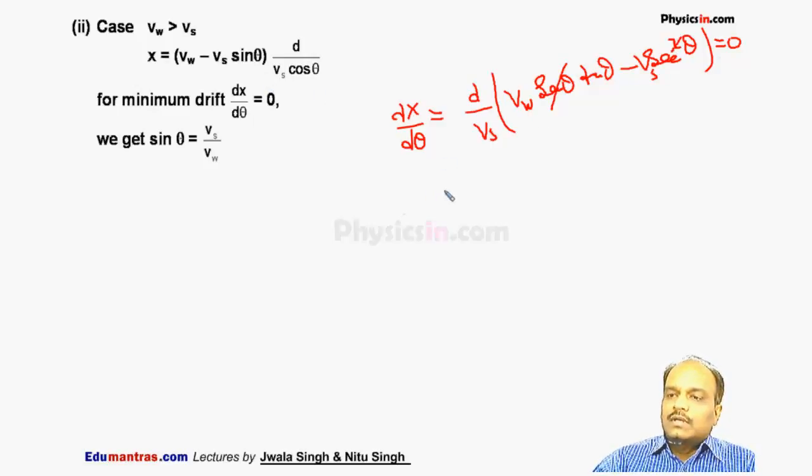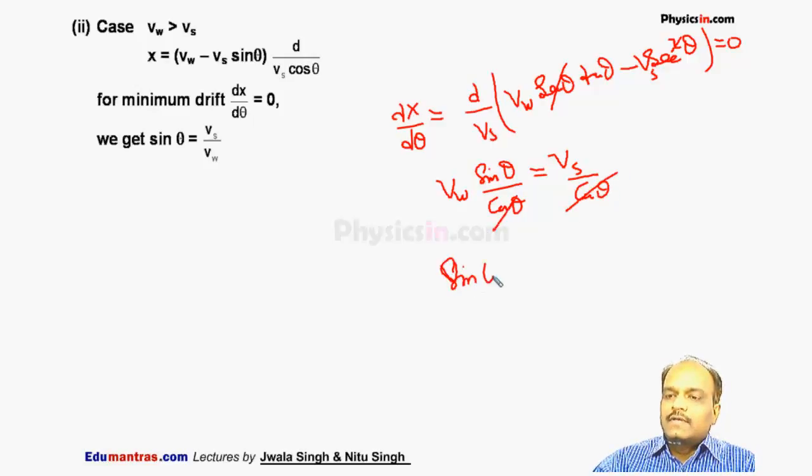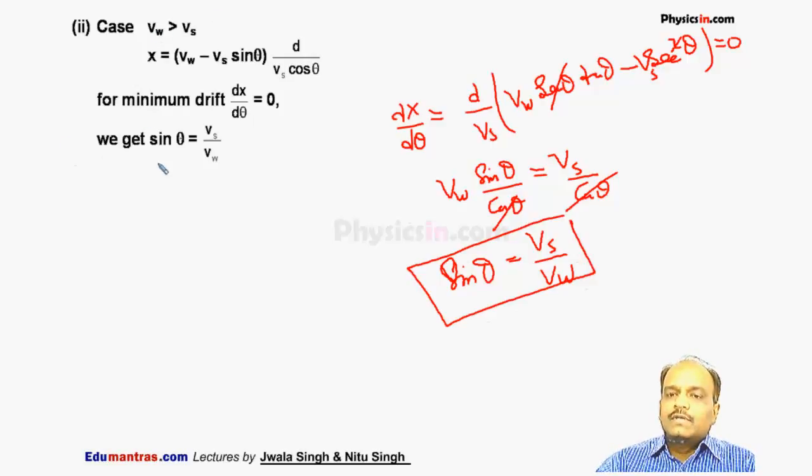So I can say Vw into tan theta, means sin theta by cos theta, is equal to Vs into sec theta, means cos theta. So this cos theta will cancel out. In this situation we get sin theta equal to Vs by Vw. So if Vw is greater than Vs, then to minimize the drift, sin theta is Vs by Vw. If I know sin theta, I can calculate the minimum drift by substituting the value of sin theta and cos theta in this expression. It will give me the minimum drift.